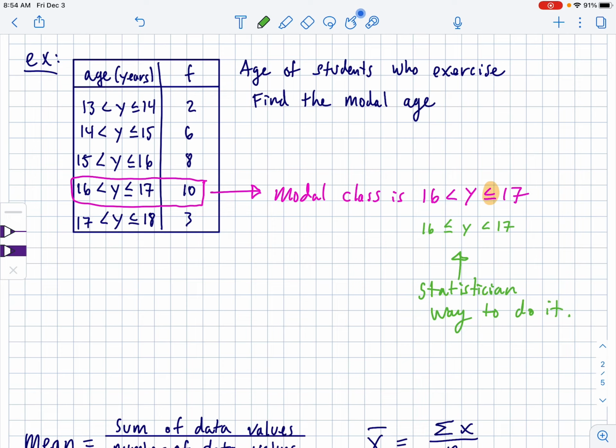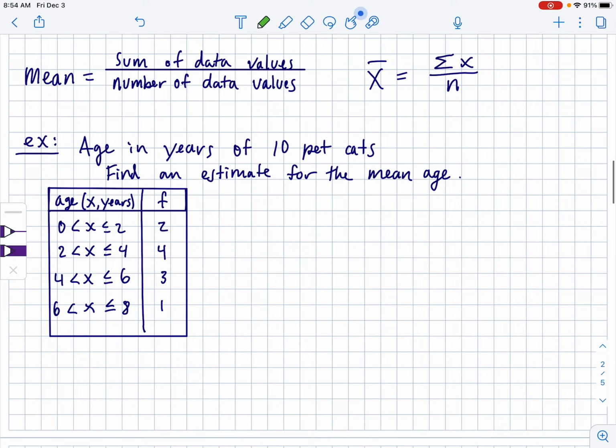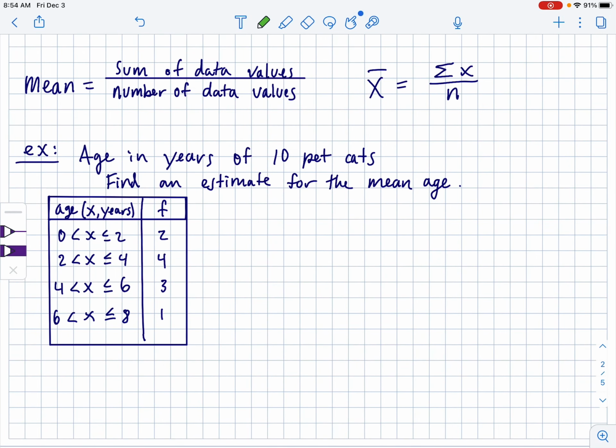It's better for a couple different reasons, but like I said, we're going to stick with the book's notation, but just know that if you actually go into a real stats class, they'll want you to do it the other way. All right, the mean is the sum of the data values divided by the number of data values. So you add all your values together and divide it by how many there are. Another way to say that is that x bar is equal to sigma x over n.